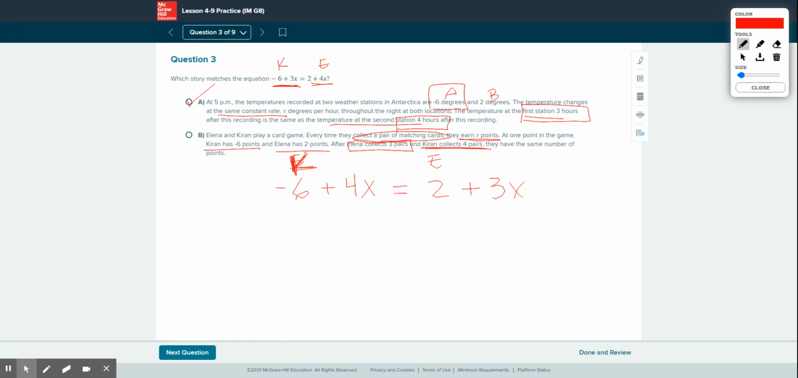And when I compare those two equations to each other, they don't match up here. This one would suggest that Kieran added 3 pairs and Elena added 4 pairs, but that wasn't really the case. I know for a fact that A is definitely correct.